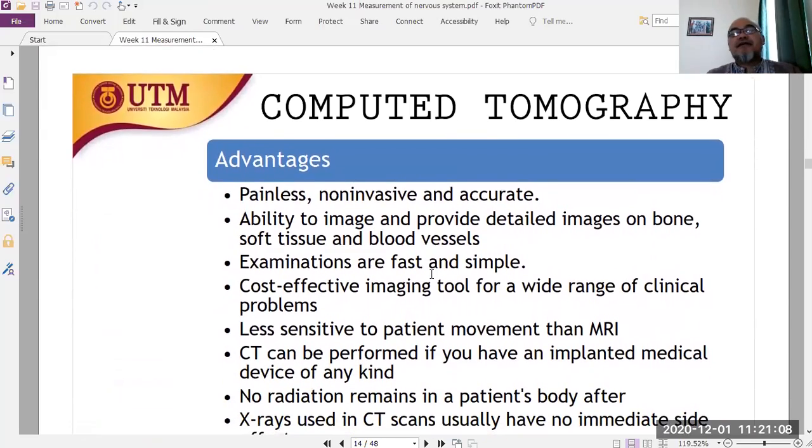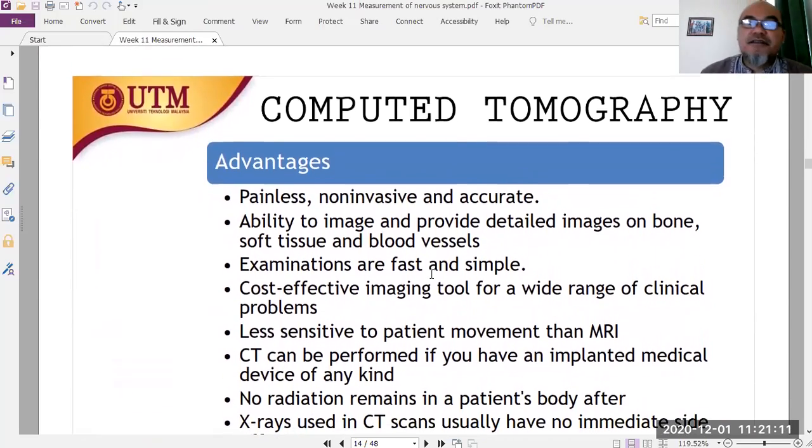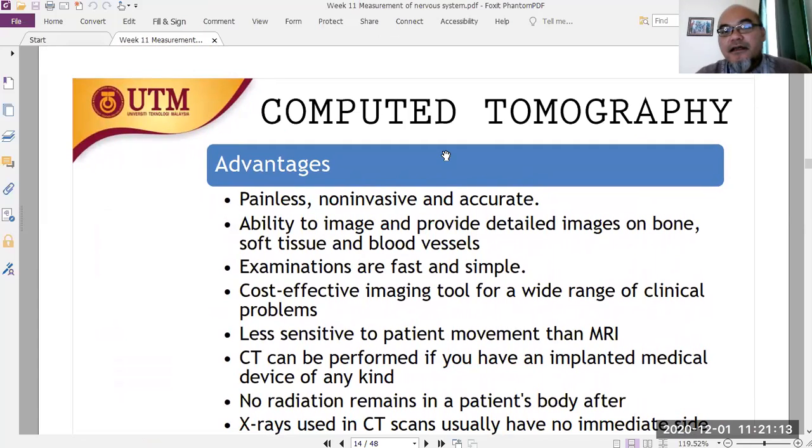The advantage of CT scan, or computed tomography scan, is, of course, that it is painless, different from angiography. In angiography, a catheter is inserted into the blood vessel, right, to spread the radio-opaque dye, which is quite painful. So with computed tomography, nothing is being inserted, so it is painless, non-invasive, and quite accurate as long as, of course, those artifacts mentioned in the previous slide are limited.